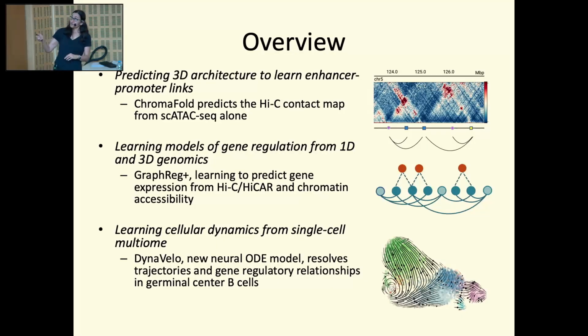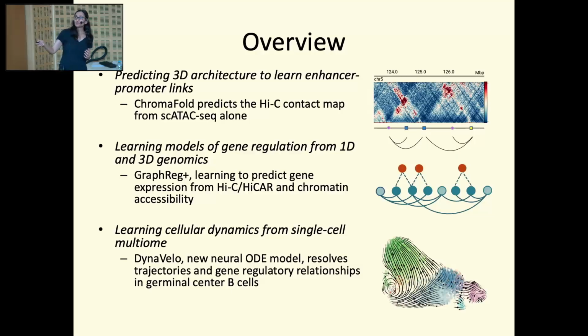Okay, so first I'm going to show you a model that uses single-cell ATAC to predict the contact map, and that gives you interactions between enhancers and promoters. Okay. Then I'm going to show a model called GraphReg or GraphReg Plus, the new improved version, where we use graph attention networks to pass information over these 3D edges in the genome to predict gene expression.